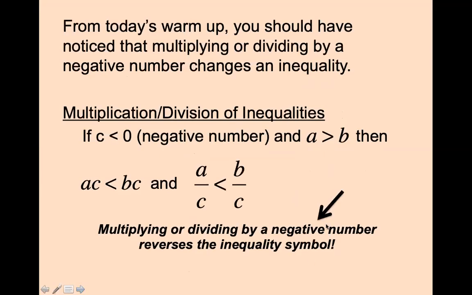All right, so it says here, for the warm-up, you should have noticed that multiplying or dividing by a negative number changes an inequality. So the multiplication and division property for inequality says if the number that you're multiplying both sides by is negative, you start out with a is greater than b, but if I multiply by a negative number, I'm going to have to reverse the inequality. So originally it starts with a is greater than b, but if c is negative, when I multiply by a negative number, the inequality now changes to less than, whether you're multiplying or dividing.